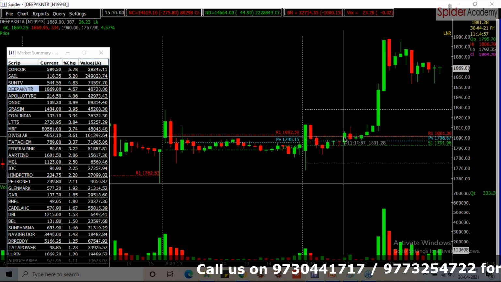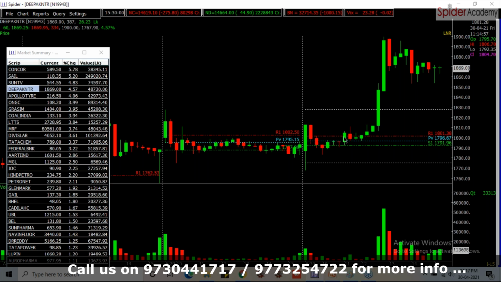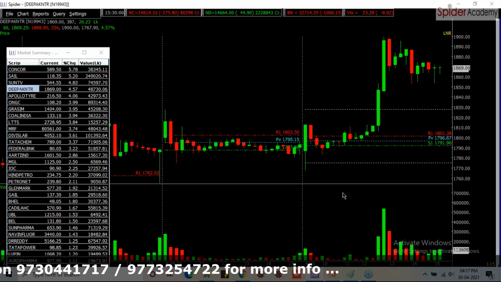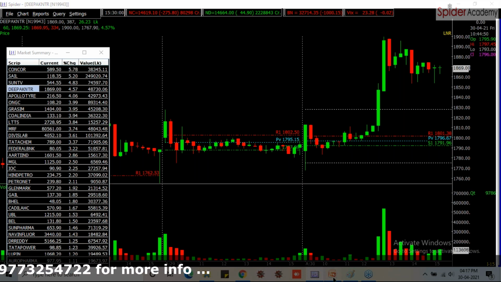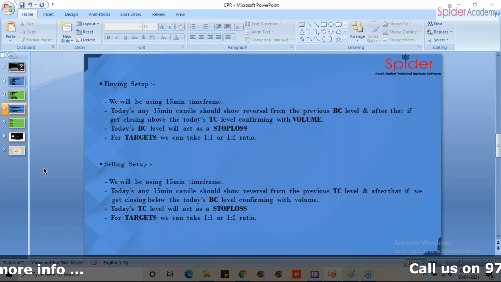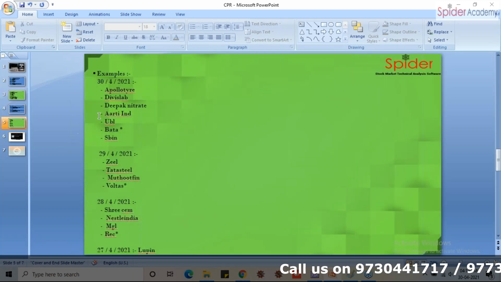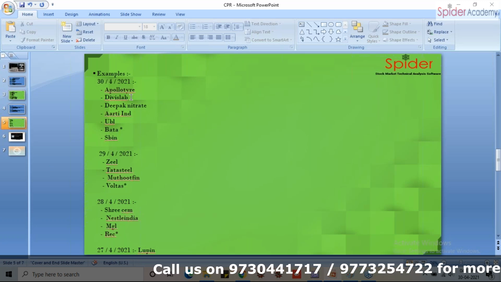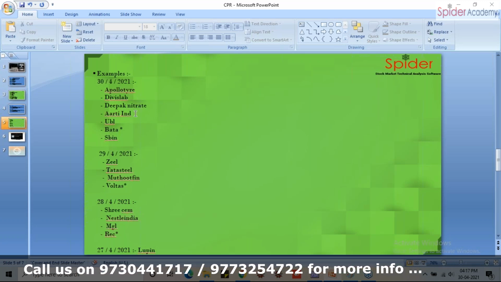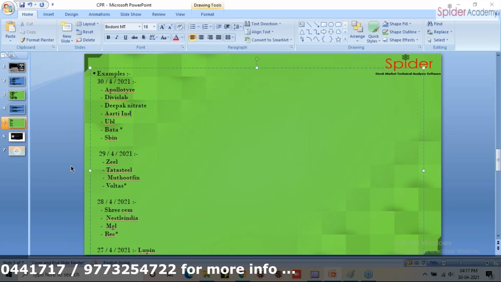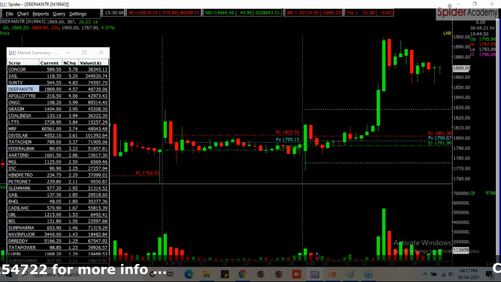In the same way, I have filtered out some examples for today. I would like to share them with you. So here we come to some examples. The first was Apollo Tyres, then Divis Lab and Deepak Nitrate, which we have seen. We will now see RT Industries. So we come to RT Industries now.